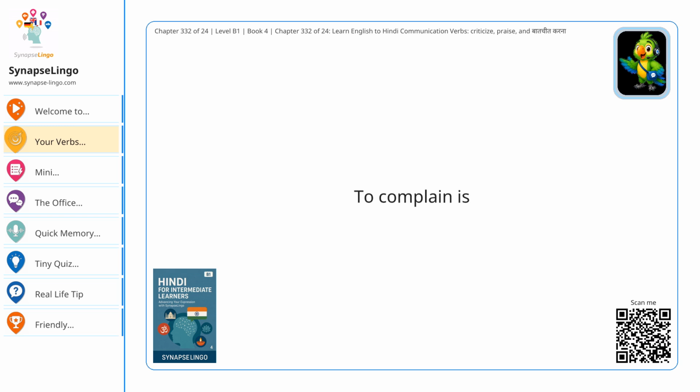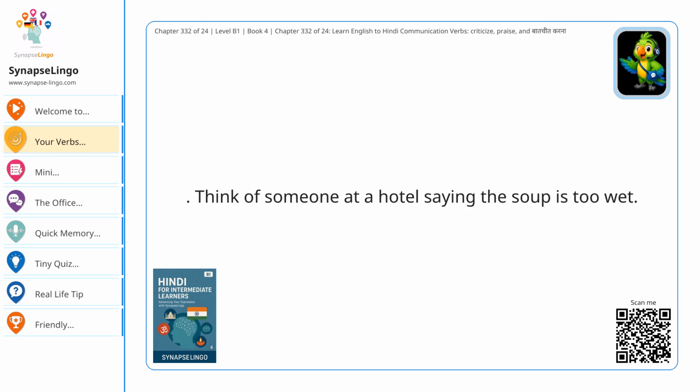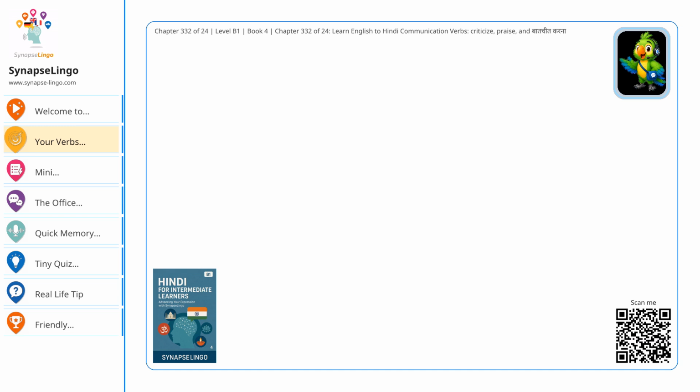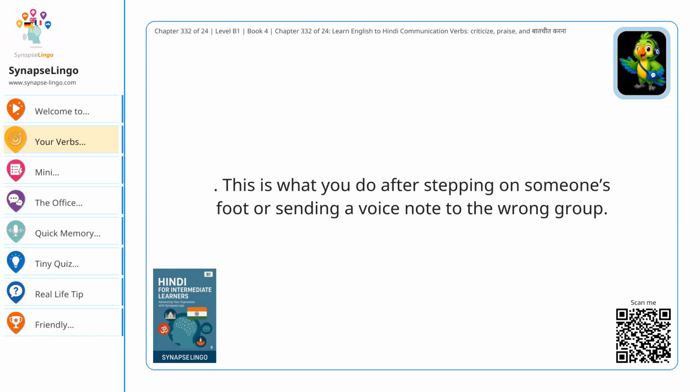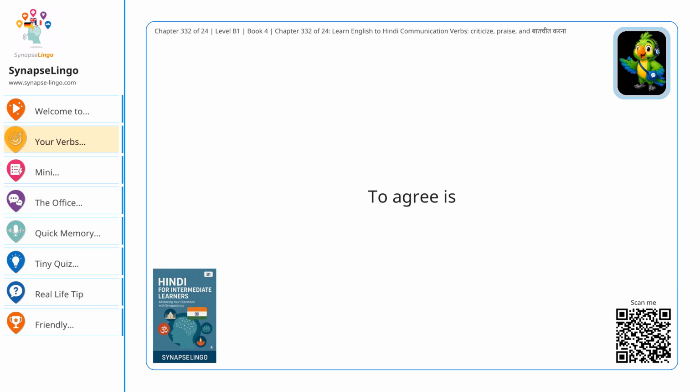To complain is शिकायत करना. Think of someone at a hotel saying the soup is too wet. To apologize is माफी मांगना. This is what you do after stepping on someone's foot or sending a voice note to the wrong group. To agree is सहमत होना. Nod like you finally understand the group plan. To reject is अस्वीकार करना. Push away a terrible idea, like pineapple tea.